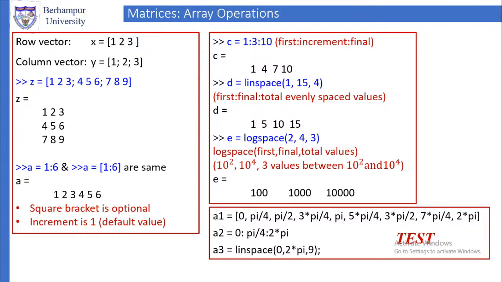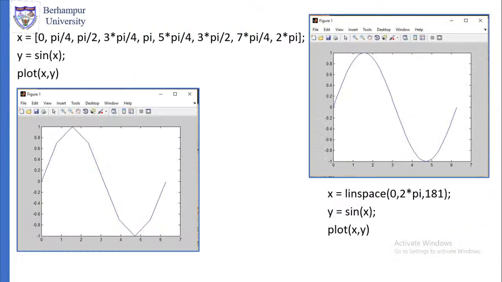Now, let me show where these array operations are useful. Let me give you one example of graphics. In graphics, it is very useful. You can see that the first one is x is equal to 0, then integral multiples of pi by 4: 0, pi by 4, 2 pi by 4, 3 pi by 4, up to 2 pi. So this is what it is doing. So we have 9 values.